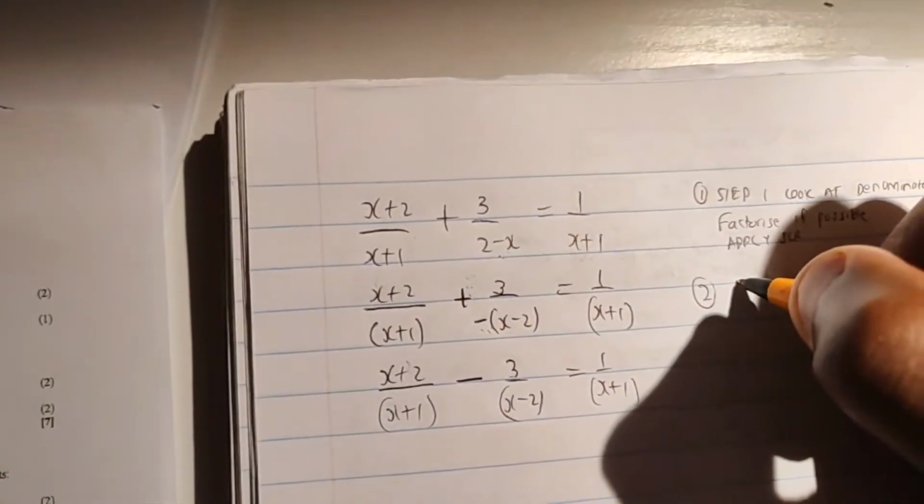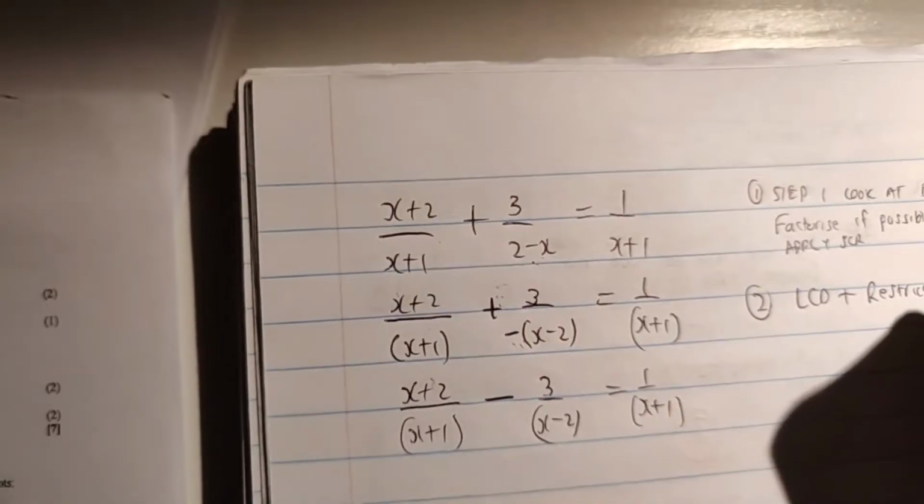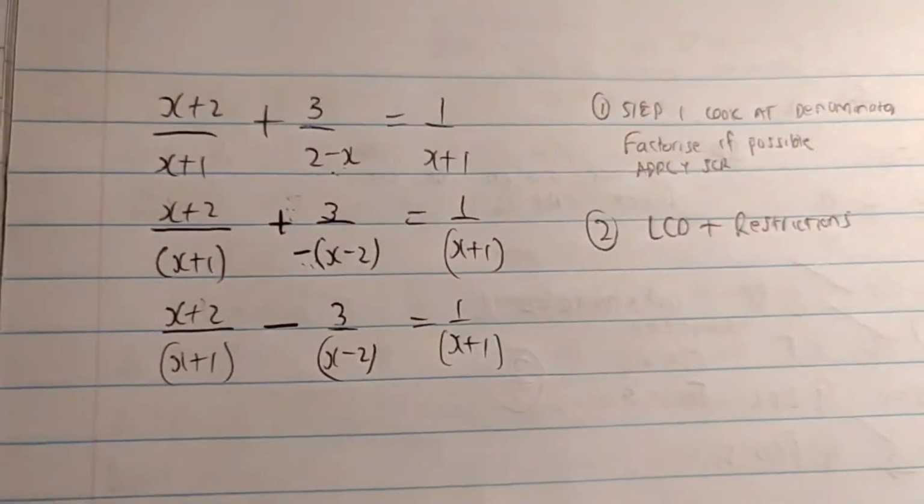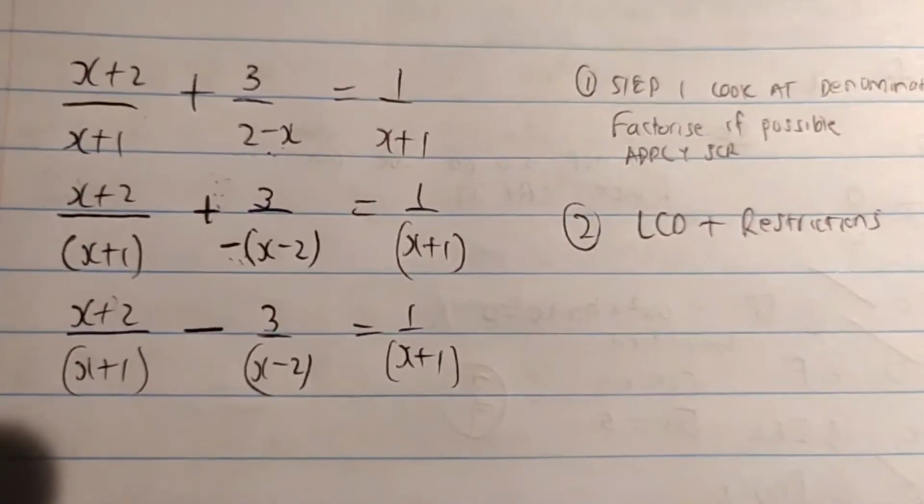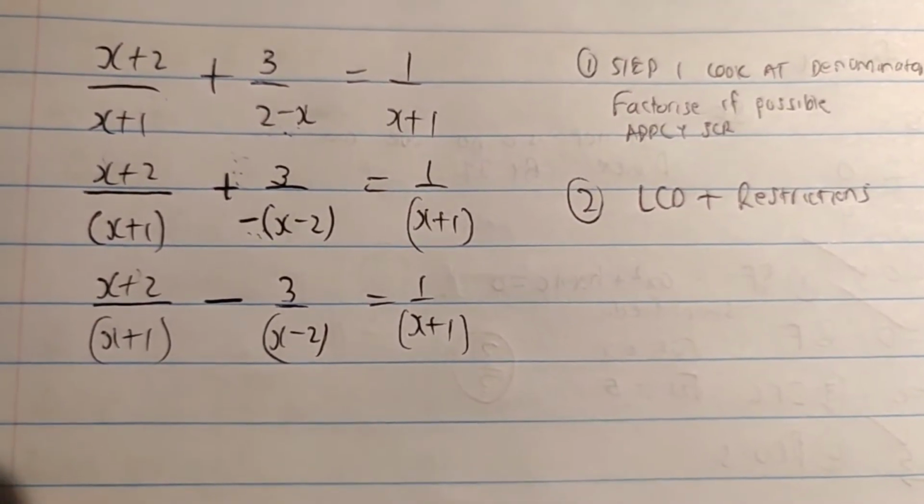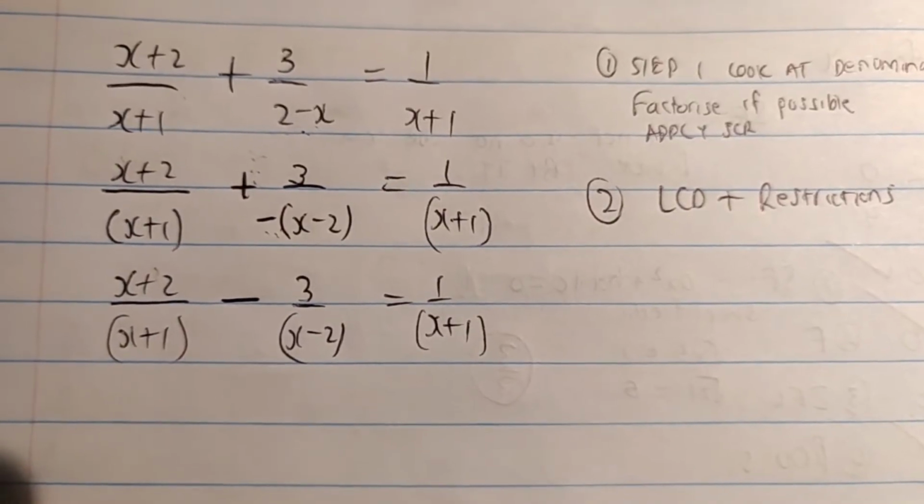Step 2. LCD and restrictions. Lowest common denominator will basically be the product of your numbers, letters, and brackets that are common, but common not for every single denominator.